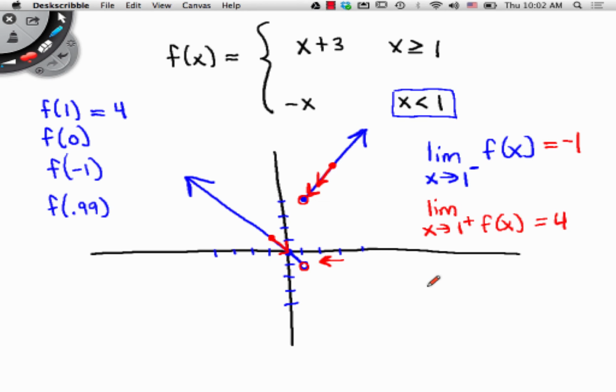So here's a case, Sydney, where the left and the right-hand limits do not agree, which means the limit itself does not exist.